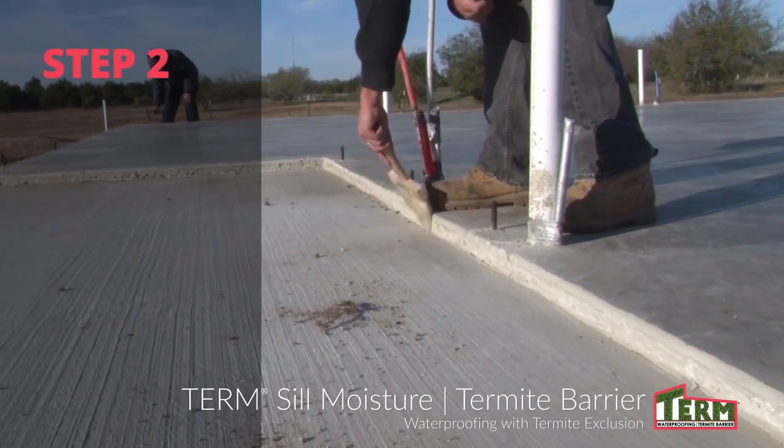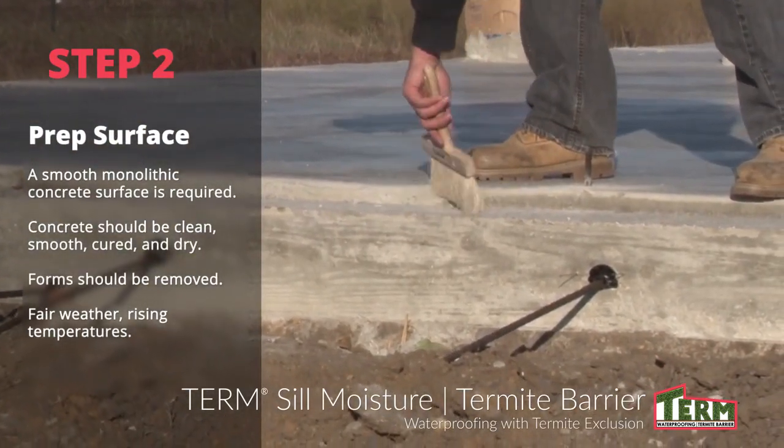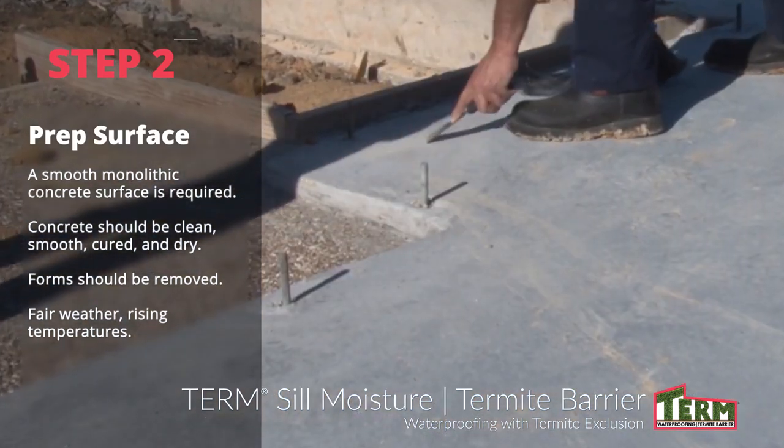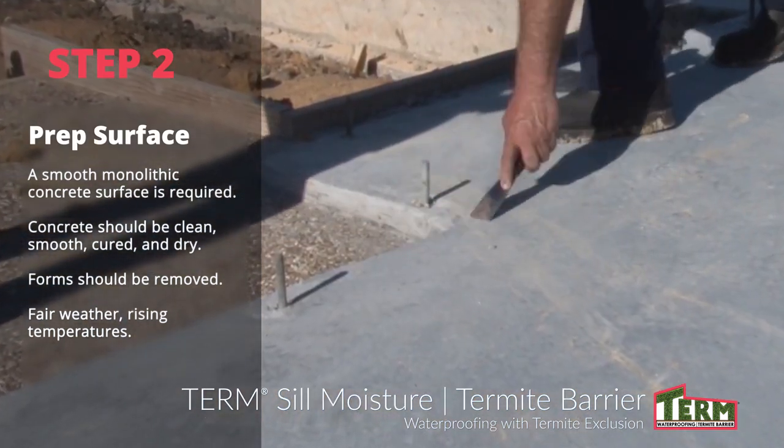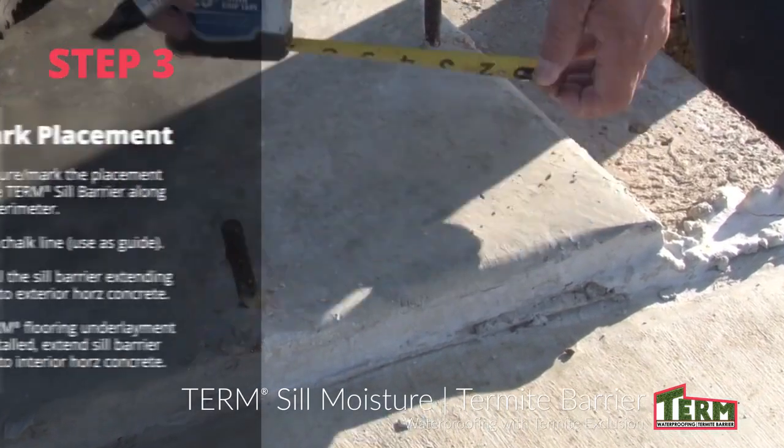Temperature should be above freezing and rising. Forms should be removed. Surfaces should be clean, smooth, and dry. There should be no caulks or sealants containing plasticizers or solvents on the surface area. Measure and use the chalk line to mark the placement of the TERM Sill Barrier.